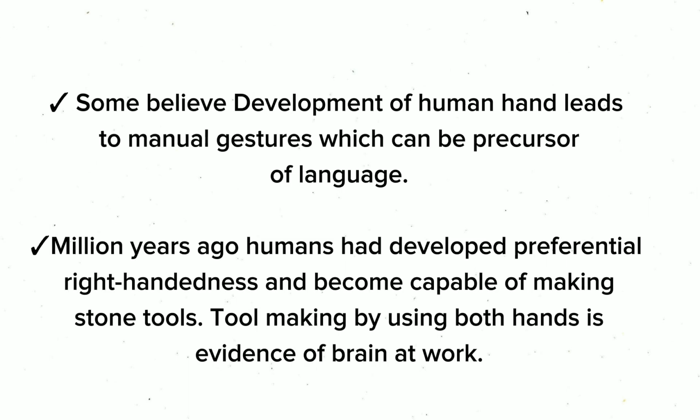In this video I will explain the theory of the origin of language, that is, the tool making source. Let's start. Some believe the development of the human hand led to manual gestures, which can be a precursor of language. Millions of years ago humans had developed preferential right-handedness and become capable of making stone tools. Tool making using both hands is evidence of the brain at work.